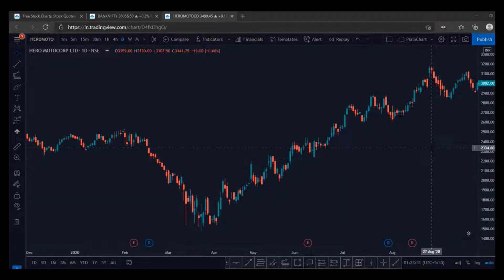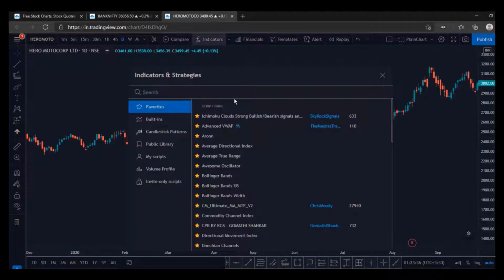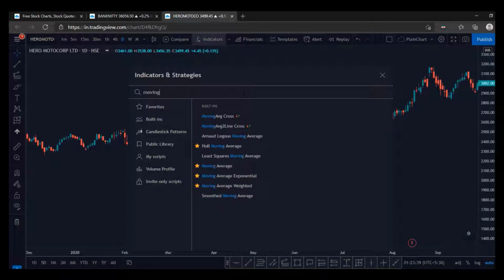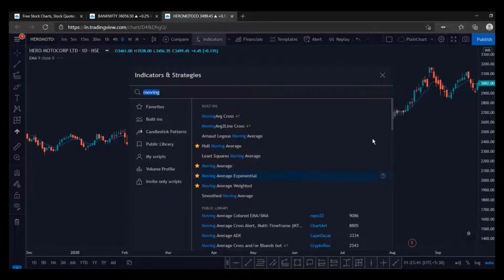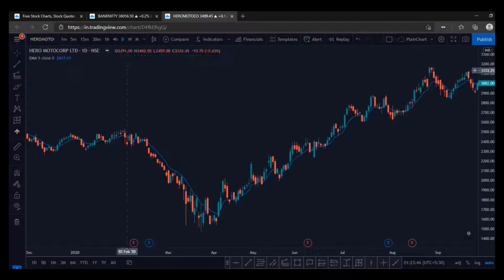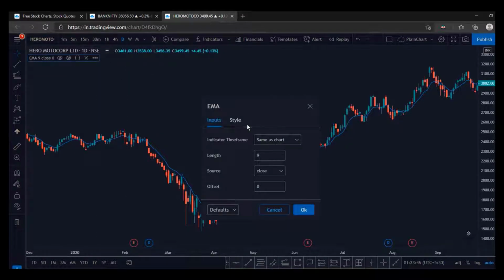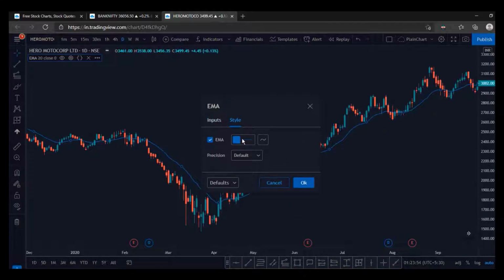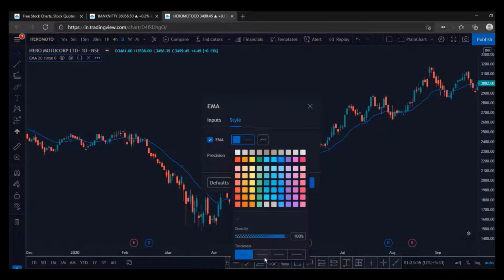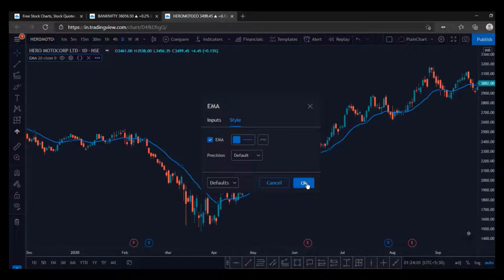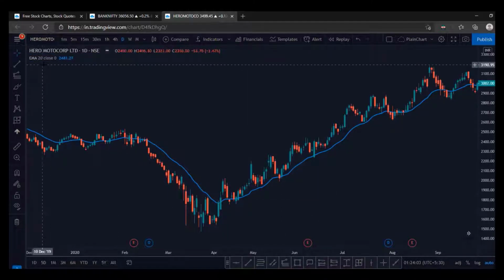Okay, for this positional strategy we are going to select three indicators. Let us see them one by one. So the first indicator will be the exponential moving average. We are going to make this our fast moving average. Let's have it in blue color only, and I will make it a bit thicker. So this is the exponential moving average of 20 days.